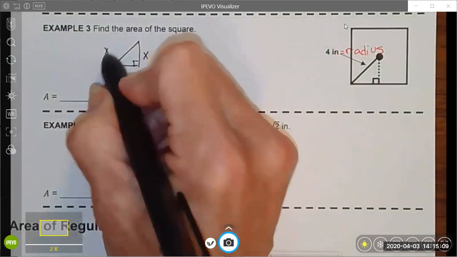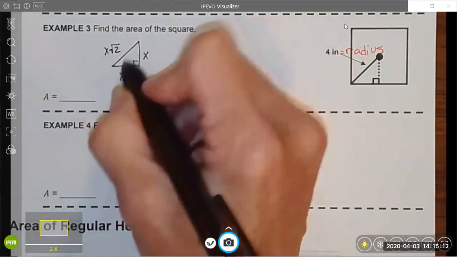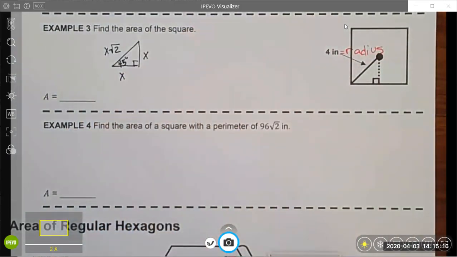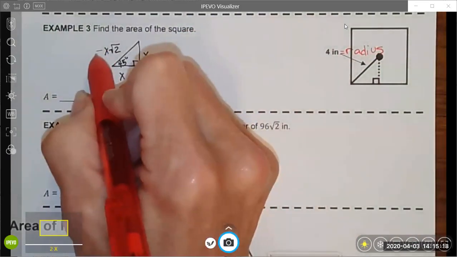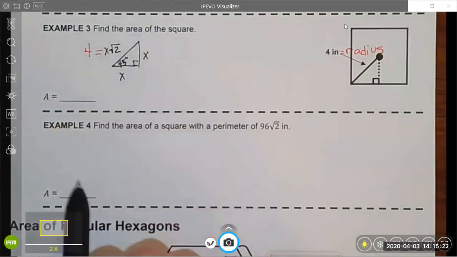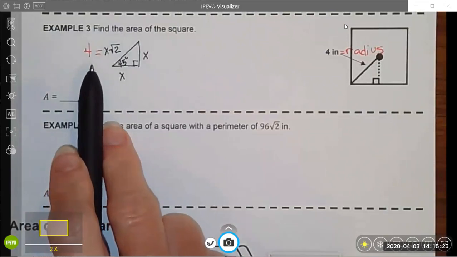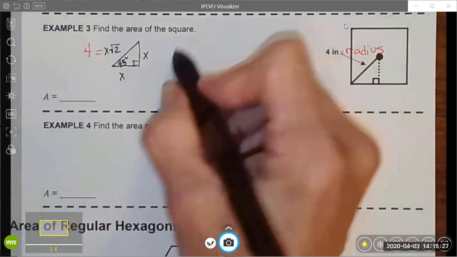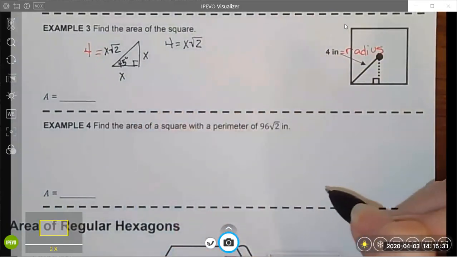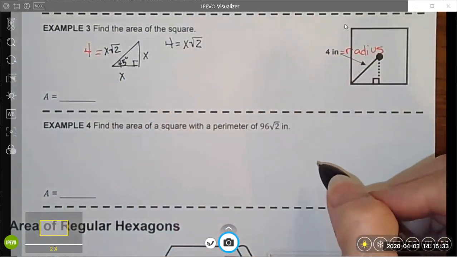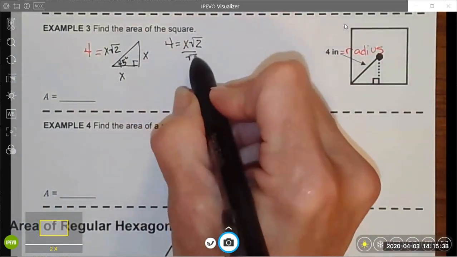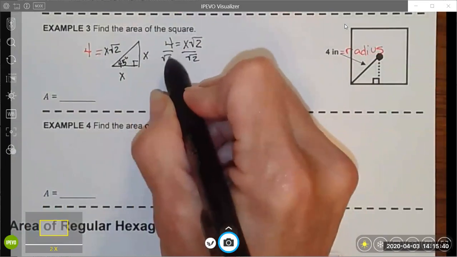I'm going to label the relationship of the sides of my 45-45-90 right triangle, and I'm going to go ahead and label my picture with the information I was given. By doing so, I have an equation that I can use to find the value of x. I'm going to do that math over here. To find the length of my apothem, I need to isolate the variable x. I do so by dividing by the square root of 2.